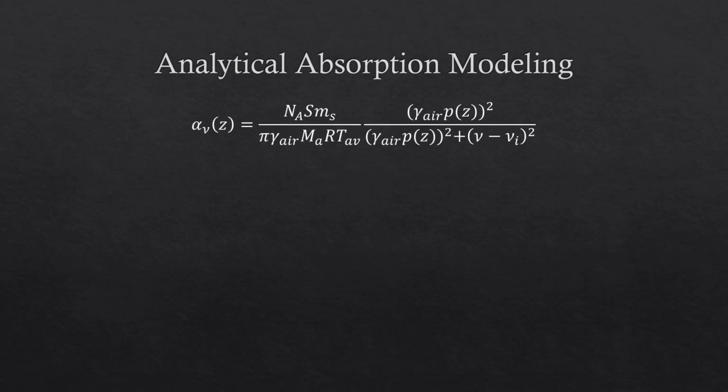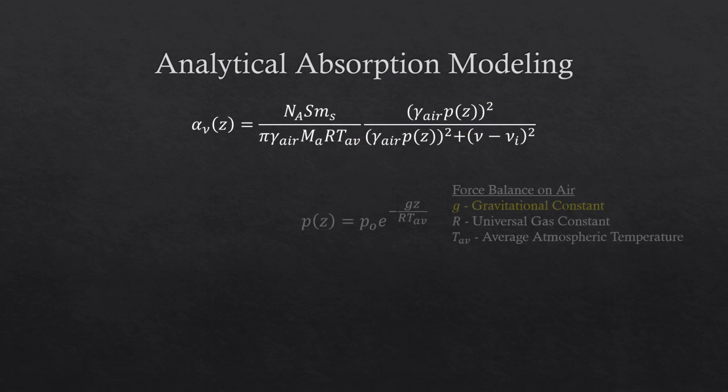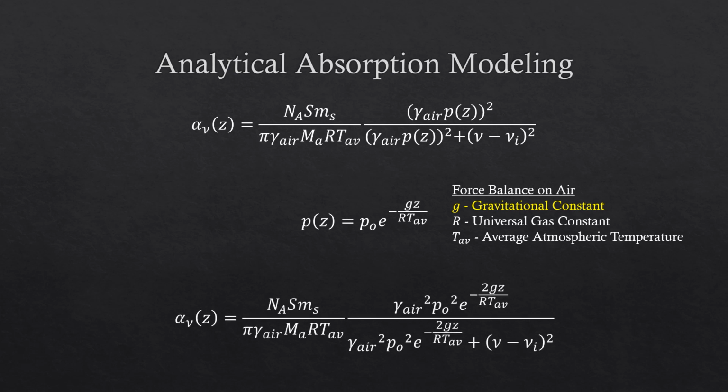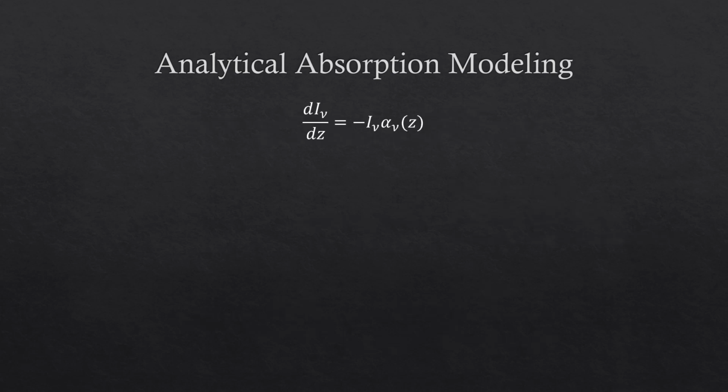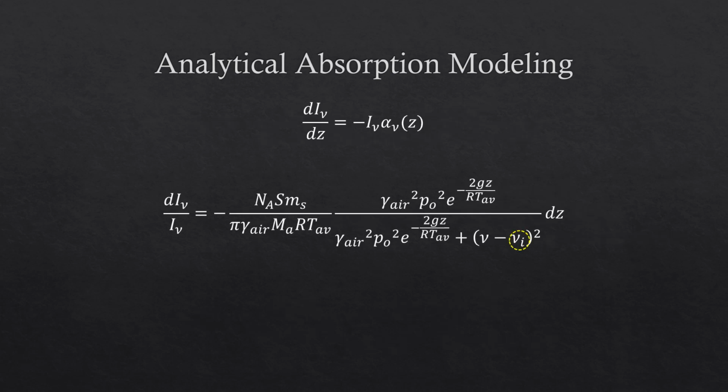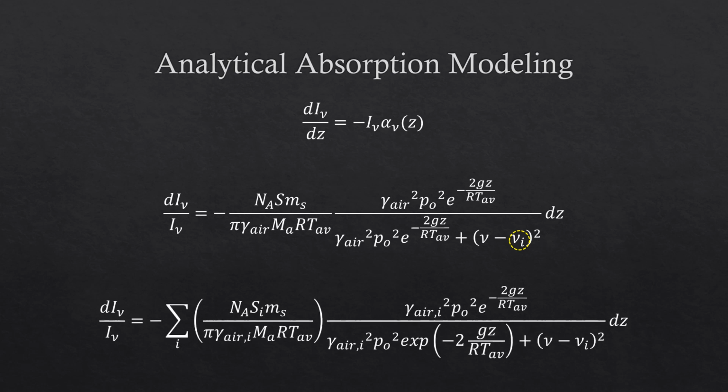Here's the simplification. The pressure with altitude is determined with a force balance as shown here. The parameter g is the gravitational constant, while R and T_AV will cancel later on, but are the universal gas constant and average atmospheric temperature. The equation becomes a function with an exponential decay in the numerator and denominator. Up to now, the analysis was for a single absorption line, but all absorption lines must be summed to yield the total absorption at a given wave number.